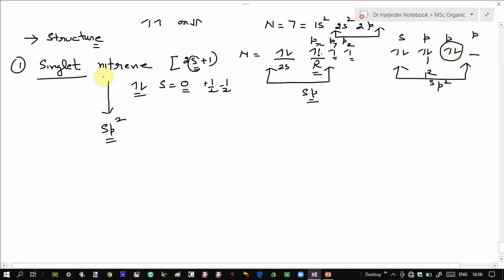So singlet nitrenes, just like singlet carbenes, have sp2 hybridization with a trigonal planar structure. So here you have a structure like this. There is one bond pair of electrons which is sp2 hybridized. This is also an sp2 hybrid orbital.